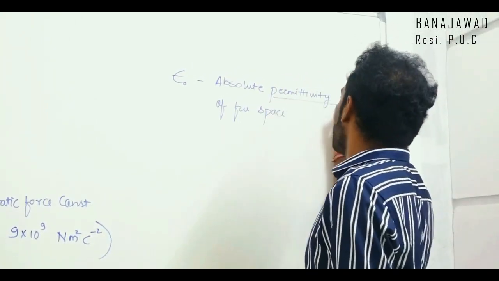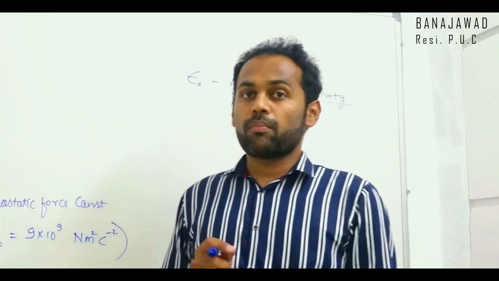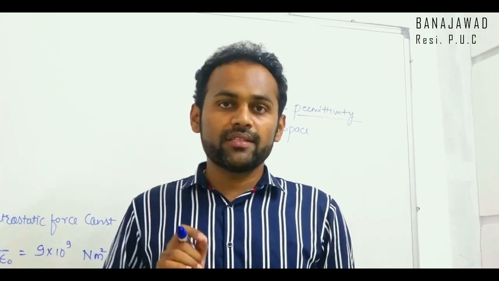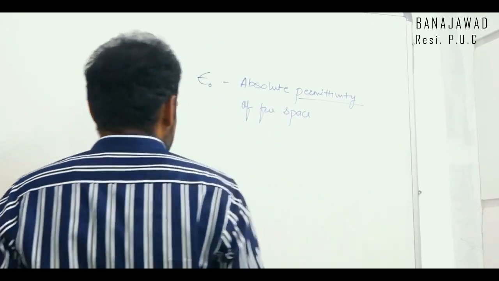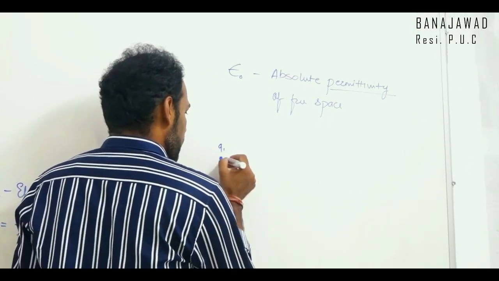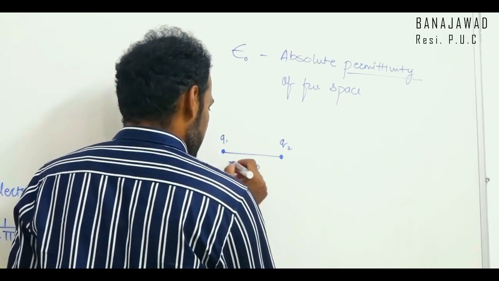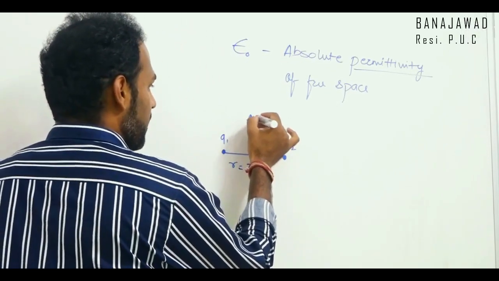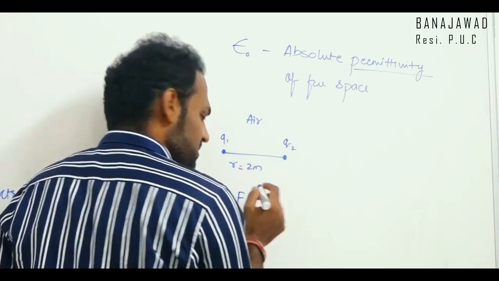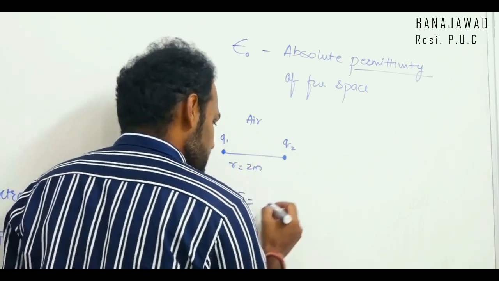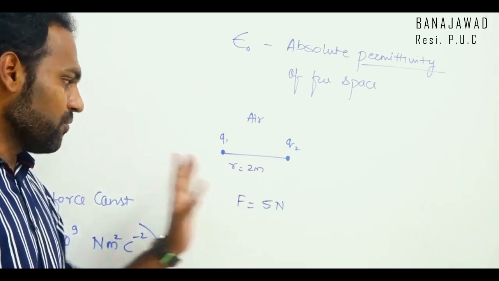It means it is permittivity. Permittivity means the property of the medium which affects the force between any 2 point charges. So I will tell you what this is. If I consider 2 point charges Q1 and Q2 separated by a certain distance, let me say 2 meters, in air now. Let us assume the force between these 2 point charges is 5 Newton. There is a force of attraction or repulsion between them, and now the force is 5 Newton.